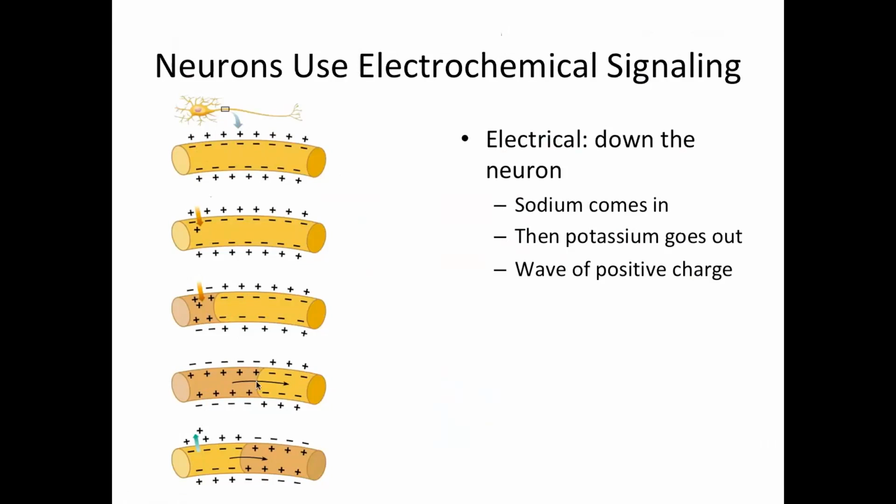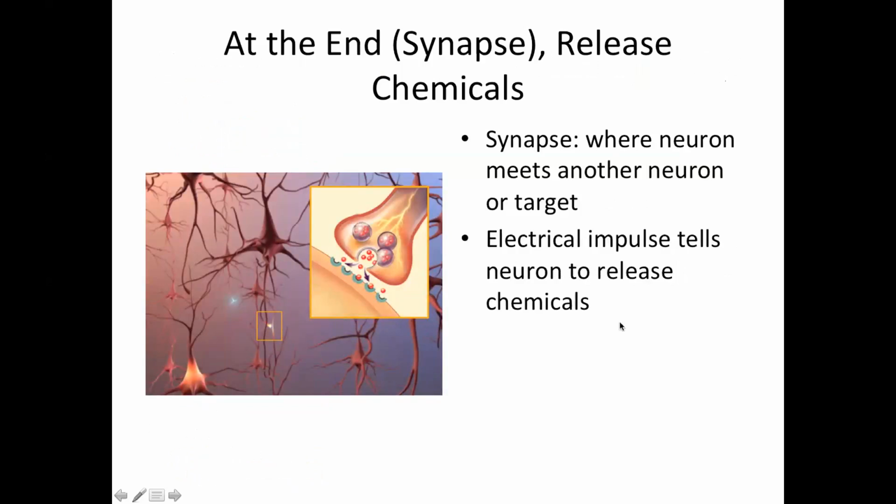But for neurons, it doesn't just stop with the electrical signal. At the end of the neuron, there is a structure called a synapse. And a synapse is where that neuron meets either another neuron or a target like a muscle or a gland. The synapse is where you're going to see a shift from the electrical signal, the movement of salt, the movement of that positive charge, to a chemical signal. When the electrical impulse reaches the synapse, it will tell the neuron to release chemicals, shown here as these little pink balls, which will float out and attach to the membrane of another neuron, and it will start the process in that other neuron or in that target organ.